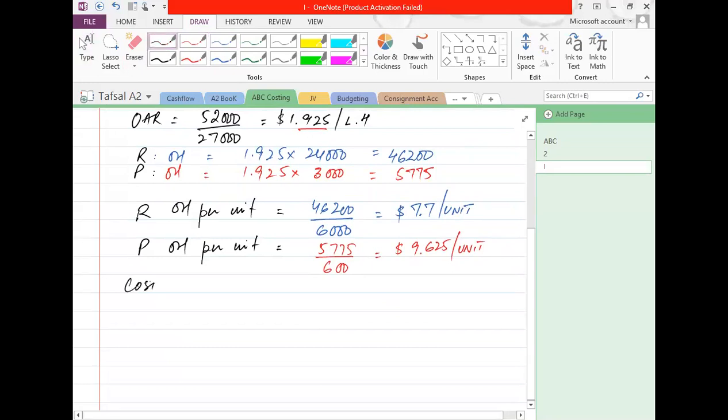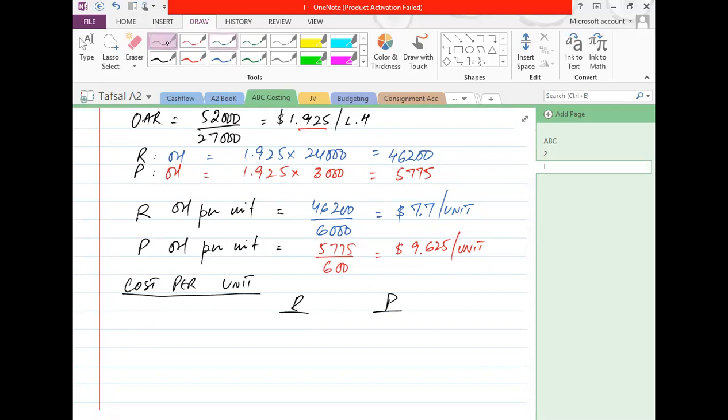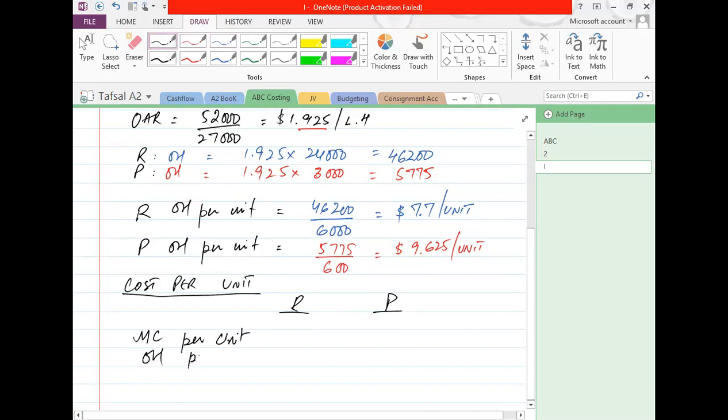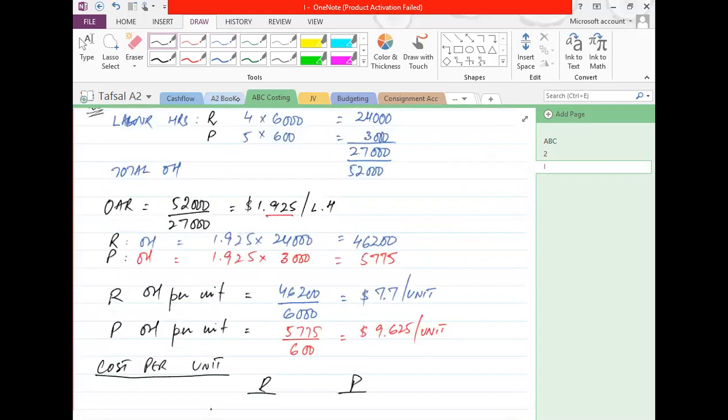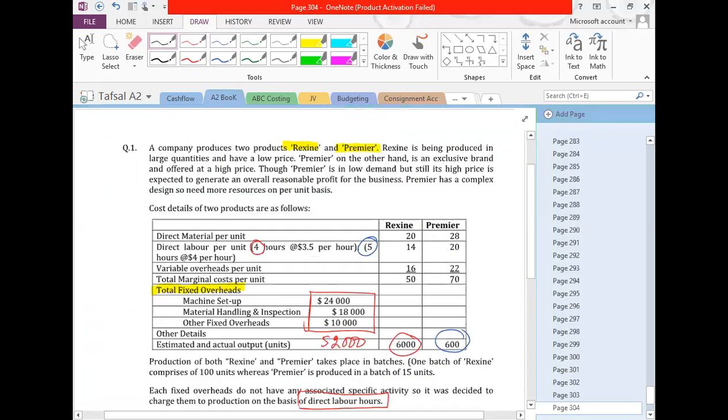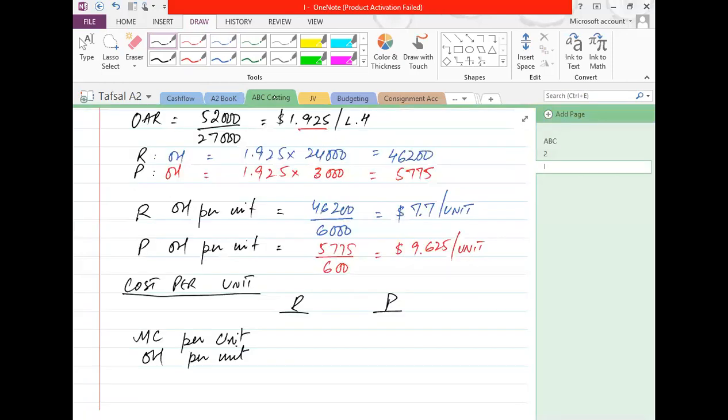Now we need to calculate cost per unit for Rexine and Premier. They already gave us marginal cost per unit, that is variable cost. We need to add overhead per unit in it. Already the question has mentioned 50 and 70. They are marginal cost per unit. 50 and 70.